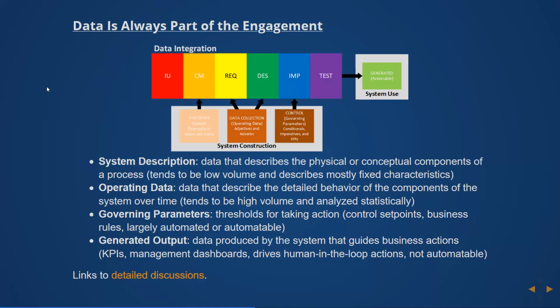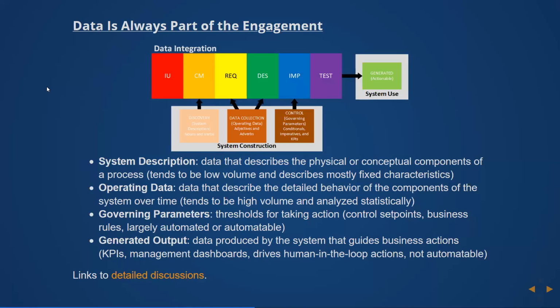Control information or governing parameters give you a basis in terms of control set points, thresholds, business rules and so on, and they get built into the implementation. And then generated output is what the system is supposed to produce. That could be information, it could be physical products, it could be a lot of things.